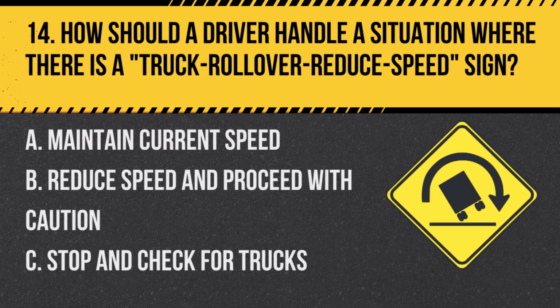Question 14. How should a driver handle a situation where there is a truck rollover reduced speed sign? A. Maintain current speed. B. Reduce speed and proceed with caution. C. Stop and check for trucks. Answer B. Reduce speed and proceed with caution. In areas with a truck rollover reduced speed sign, drivers should reduce their speed and be cautious due to the increased risk of truck rollovers.